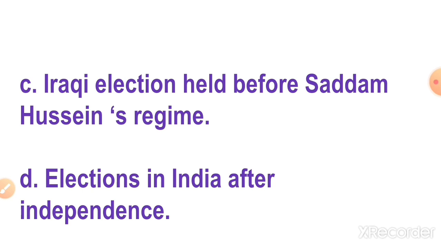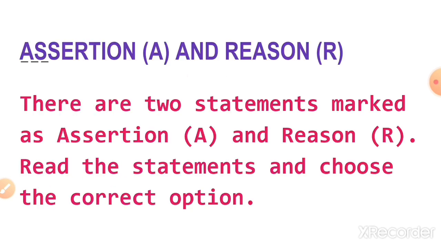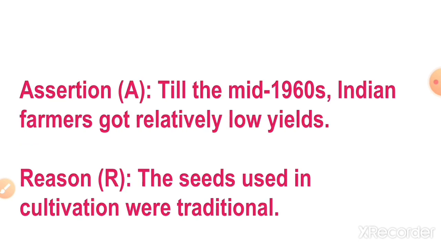Now let's move on to our next question. Assertion and reason. You will be getting this type of question too in the exam, but not necessarily of political science or economics, or maybe it can be of history, it can be of geography. So let's see what the question is. There are two statements marked as assertion A and reason R. Read the statements and choose the correct option. The first statement is assertion and the second statement is reason.